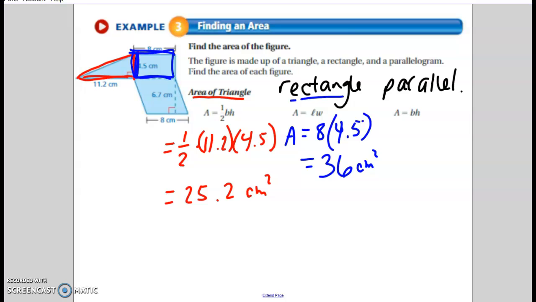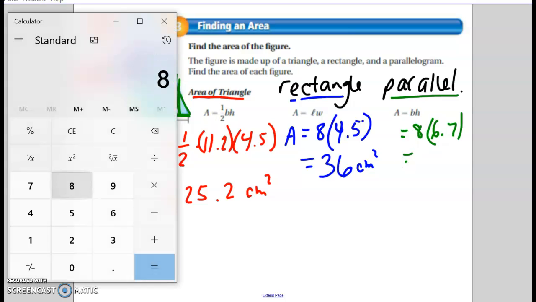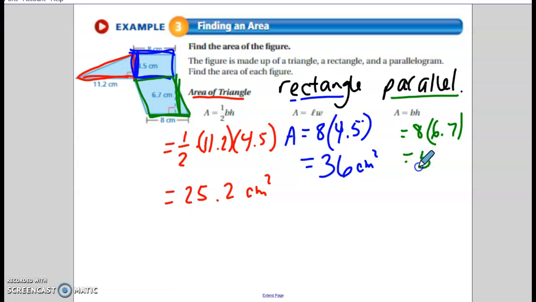Alrighty, here we go. One more. I'll do this one in green. That's this parallelogram. Base times height. Base is 8 times the height, 6.7. Alright, and so 8 times 6.7, 53.6. 53.6. Also centimeters.